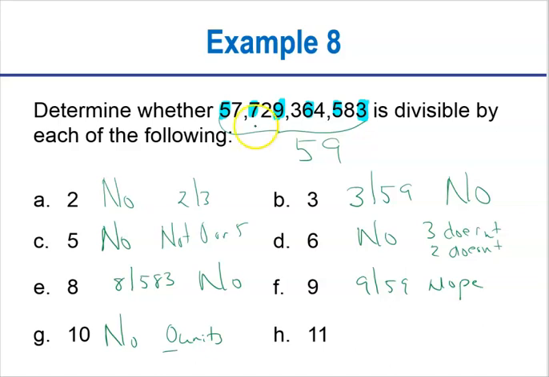I got 5 plus 7 is 12, plus 9 is 21, plus 6 is 27, plus 5 is 32, plus 3 is 35. Again, check me there. I'm going to check myself again in a minute. Then I'm going to add up the 10 to the odd power. So 8 plus 4 is 12, plus 3 is 15, plus 2 is 17, plus 7 is 24. When I subtract, 35 minus 24 is 11.